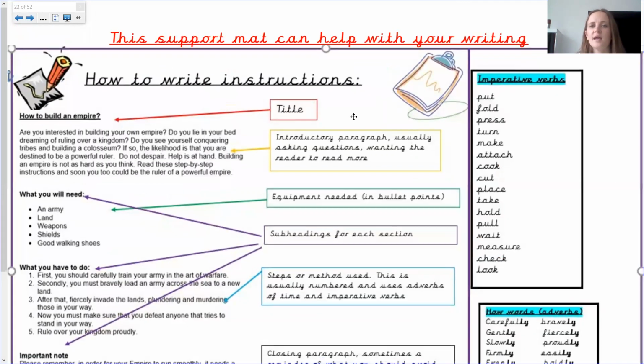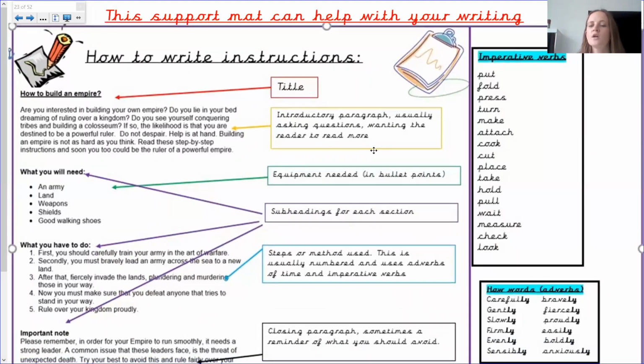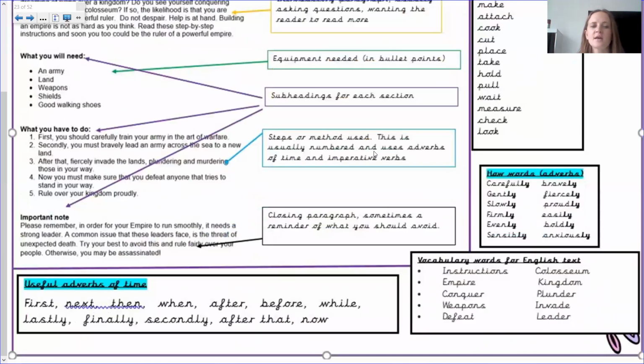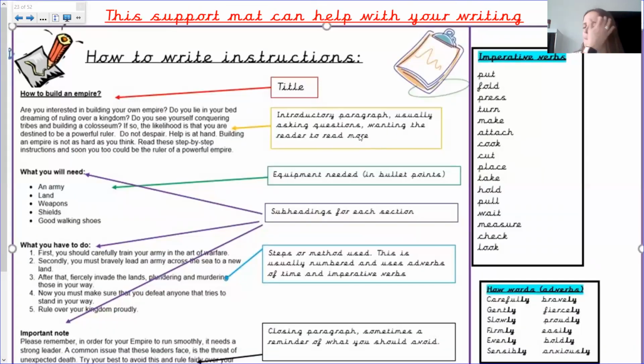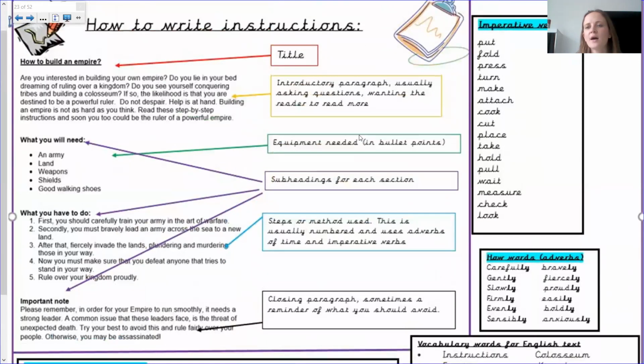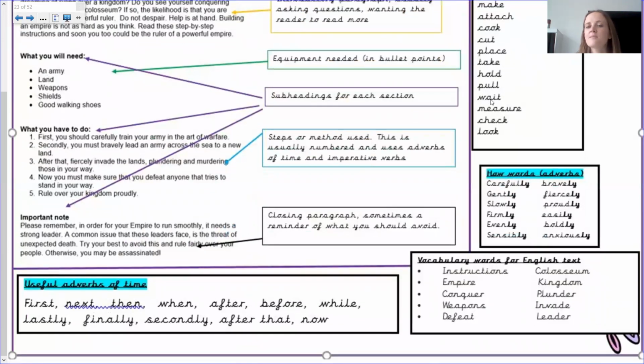I have created a support mat, so you are more than welcome to pause the video now to have a look at what has been included. And I think I did put this on Tapestry. If not, I will put it up. It's just to support you with your writing, so reminding you how to lay it out. It's giving you some examples of imperative verbs. We've got some adverbs that we can add. We've got some vocabulary words for the English that you may want to include. So we're looking at the words like plunder, invade, instructions, conquer, defeat. All those would be fantastic words to include in your writing.